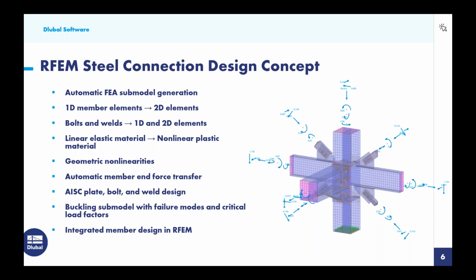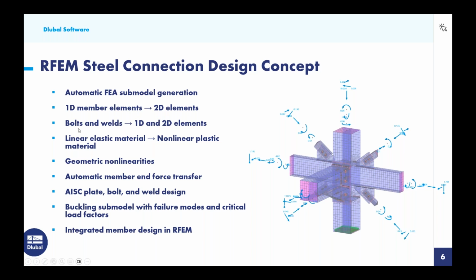And with these one-dimensional members, such as beams, columns, braces, these are actually going to be automatically converted into an FEA model, a submodel that we see over here on the right-hand side. So you'll notice that those beams, columns, braces now are two-dimensional surface elements that we can further mesh.